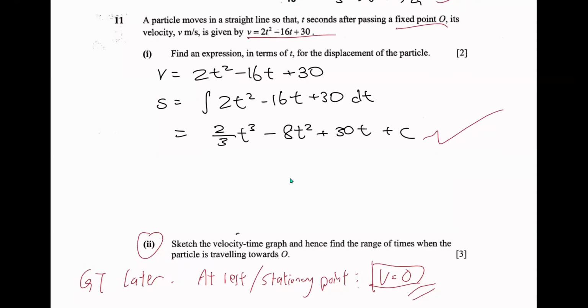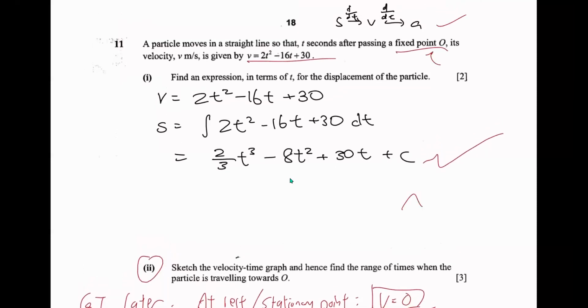Okay, this one's very good. Nothing to say. Actually, one more point. It's incomplete. Fixed point O means that when t equals 0, s equals 0.